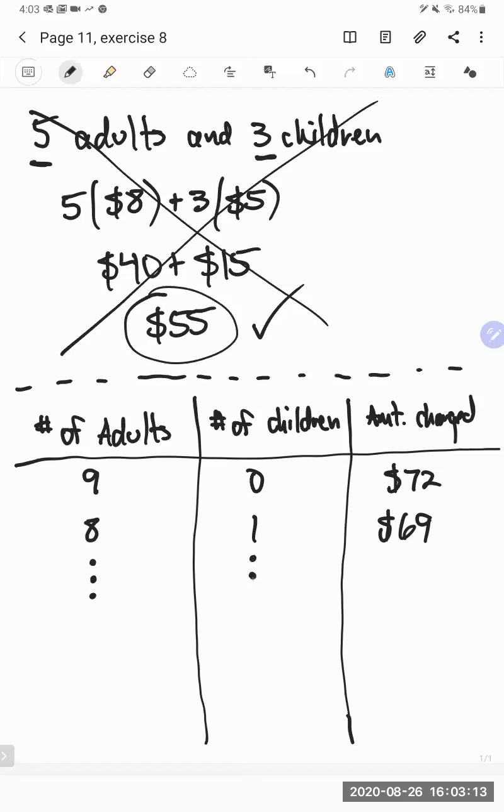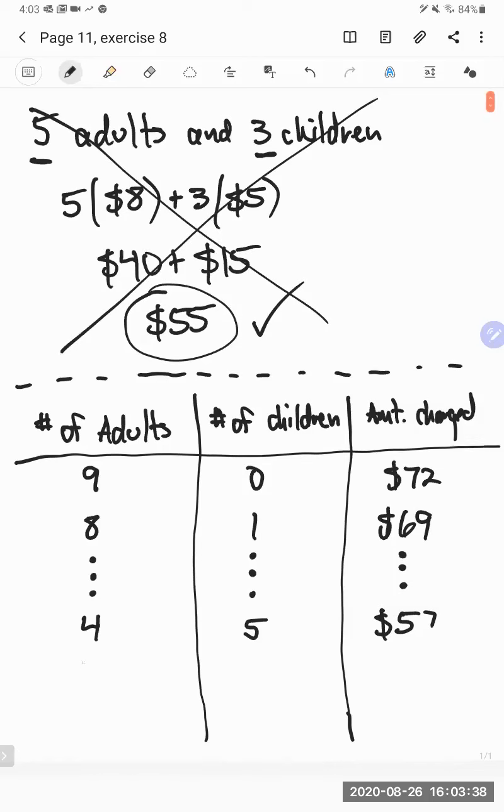So if you kept going, eventually you would run into this scenario. If you have 4 adults and 5 children, 4 times 8 is 32, 5 times 5 is 25, and 32 plus 25 is $57. So they would get charged $57. That's still a little bit too much, but we're really close now, right?